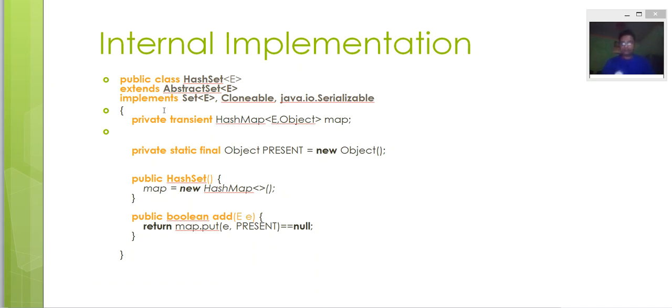You can see here public class HashSet extends AbstractSet, implements Set, Cloneable and Serializable. And here we are creating an object of HashSet. It internally creates an object of HashMap. So we are achieving uniqueness in Set internally in Java through HashMap. Whenever we create an object of HashSet, it will create an object of HashMap. As we know, in HashMap each key is unique.